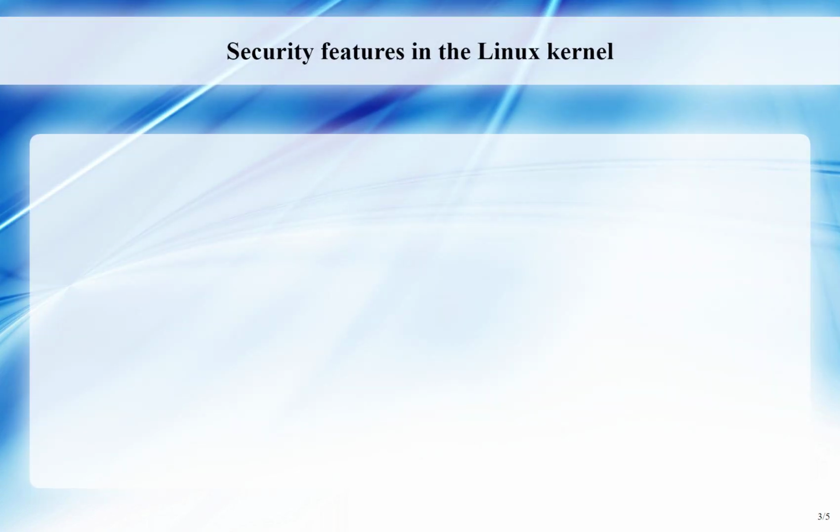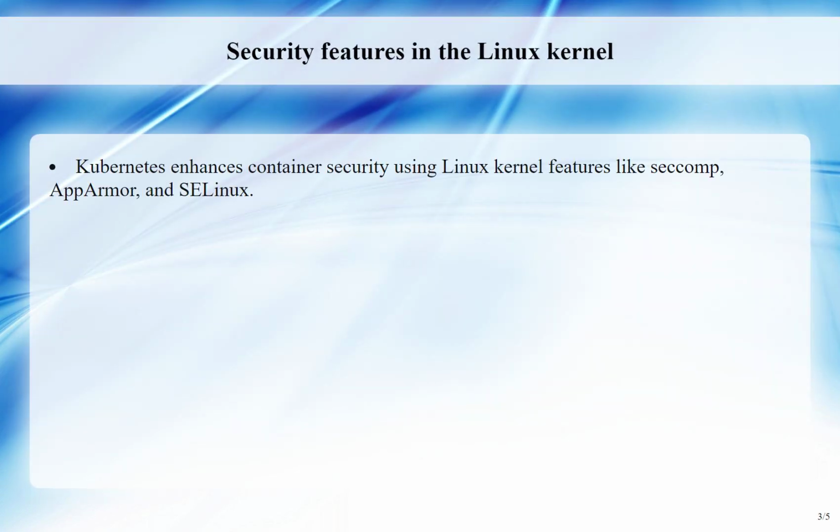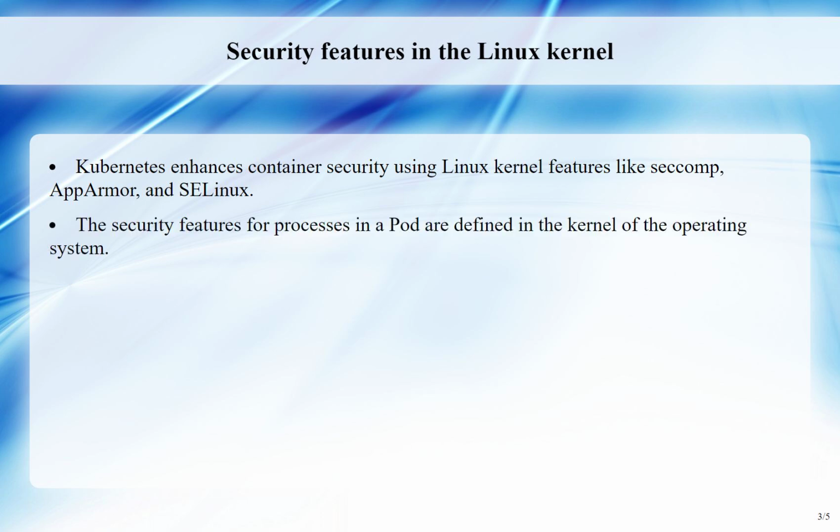Security features in the Linux kernel. Kubernetes allows users to configure and utilize Linux kernel features to enhance the isolation and security of containerized workloads. The common features include seccomp, AppArmor, and SELinux, which help restrict system calls, manage access privileges, and assign security labels, respectively. These features can be enabled in the kernel of the operating system running on the nodes. The security context field in a pod specification is used to define constraints for processes, supporting other security settings such as Linux capabilities and file access permissions.